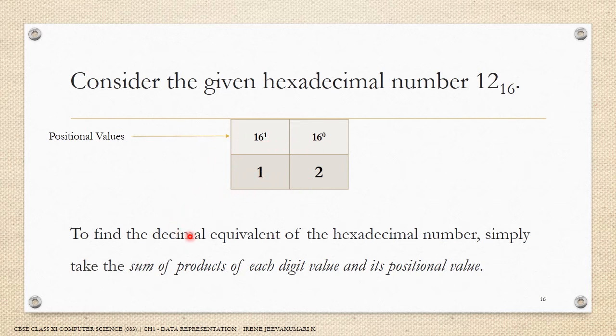Now to find the decimal equivalent of a hexadecimal number, simply take the sum of products of each digit value and its positional value. I repeat, if you wanted to find the decimal equivalent of this hexadecimal number, simply take the sum of products of each digit value and its positional value.